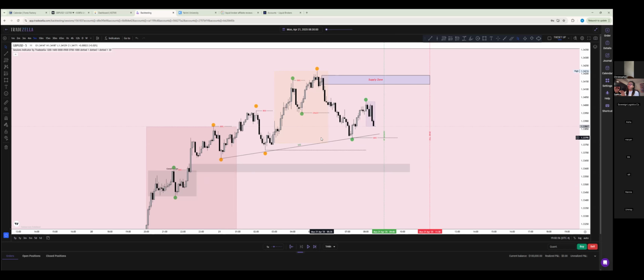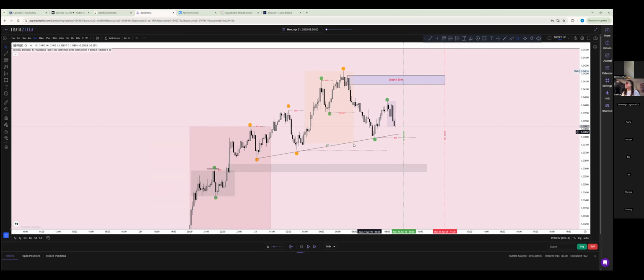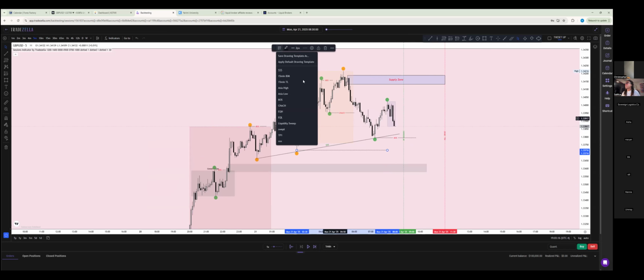We didn't change any concept. The same change of character, break of structure, zones that we're marking, trend lines that we were marking on a high time frame. When you get down to the 5 minutes, 15 minutes, etc., you're doing the exact same thing. The only difference is you're doing it on a smaller scale with tighter candles. Okay, so we know this is liquidity. This hasn't been taken out yet.